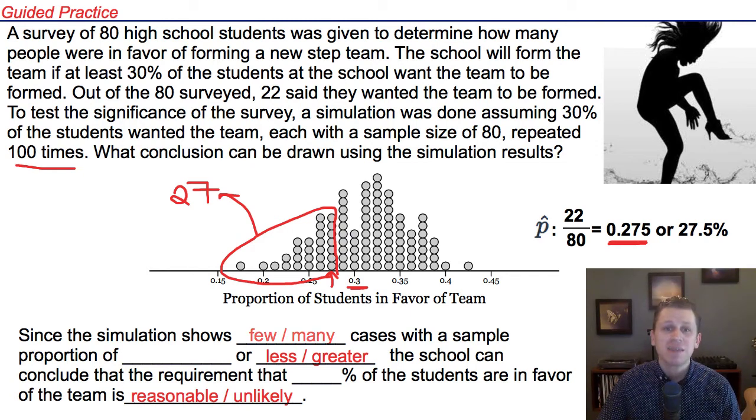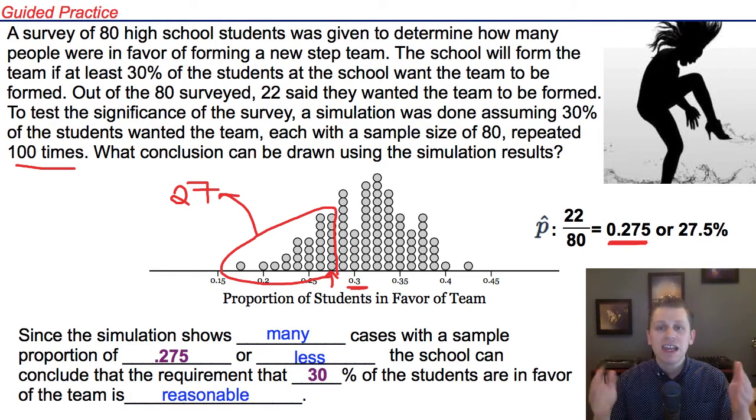So what this means is that the simulation shows many cases with a sample proportion of 0.275 or less. Again, I used less here because it's even possible to get smaller numbers than that 0.275. So the school can conclude that the requirement of having 30% of the students in favor of the STEP team is very reasonable. Think about what happened here. We assumed running this experiment that 30% of the students wanted the STEP team. And in that regard, there were a lot of times that if we only asked 80 students, we'd still get a number of less than 27.5%.